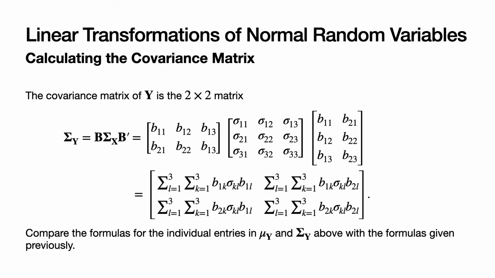And so compare the formulas for the individual entries in mu sub y on the previous slide and cap sig sub y on this slide with the formulas that were given previously. Make sure they match up. We can calculate the individual entries of the mean vector and the covariance matrix and then put them together in the appropriate way to get the mean vector and the covariance matrix for the distribution of y.